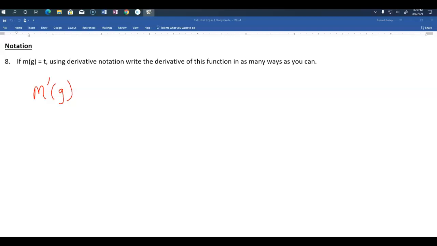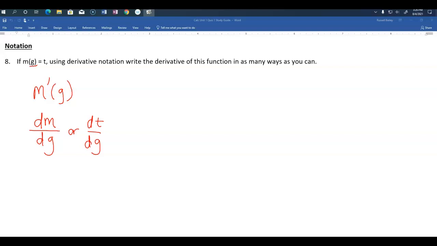Okay. Another way to do it would be to do the derivative of m with respect to g. Or you could also do the derivative of t with respect to g. The input goes on the bottom. That's important to understand. Now the top letter can be different. It can be the name of the function, which in this case is m, or it can be the output variable in this case, which is t. Either way, that'll work, but those are two different ways to write it like that.